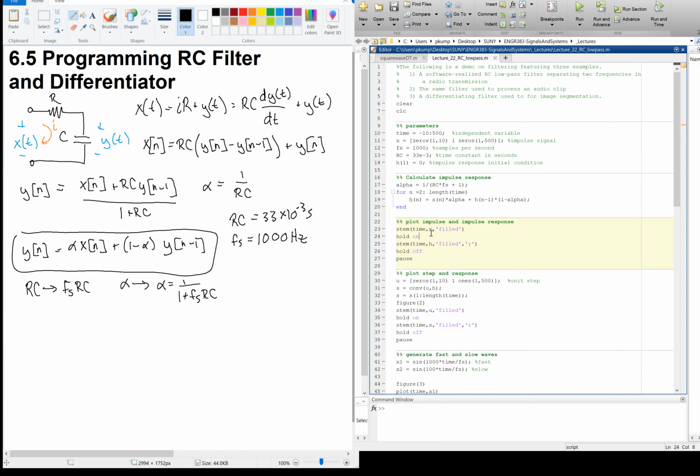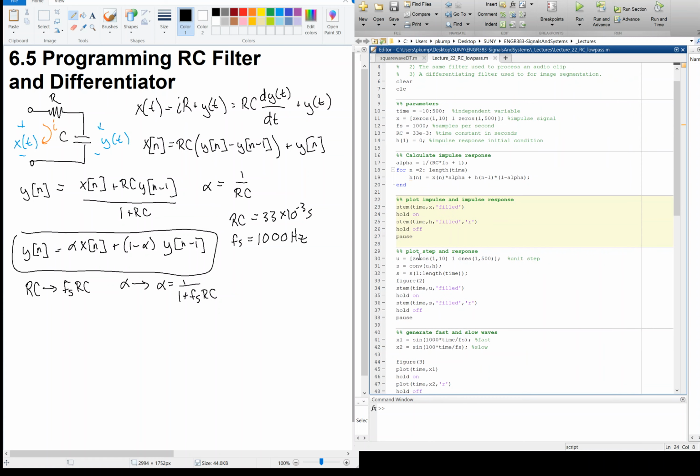I'm going to plot the impulse and the impulse response. And I'm also going to look at the step and the step response because that's something that we considered in the previous video. So here's a step, right? 10 zeros because my time starts at negative 10, and then a 1 at the origin, and then 500 ones.